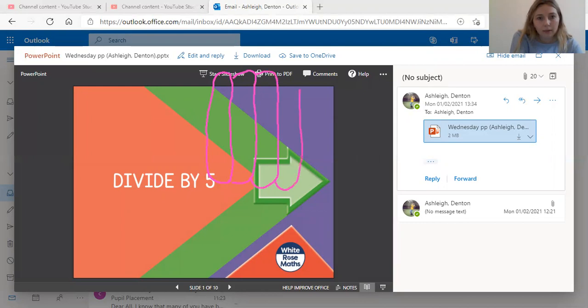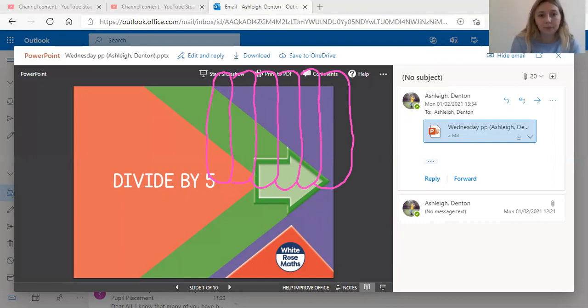Another 5. Another 5. And the last group of 5. There we go. Okay, so I've managed to make some groups of 5. So I need to now count up my equal groups. So let's have a look together.